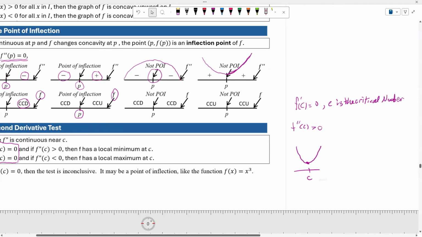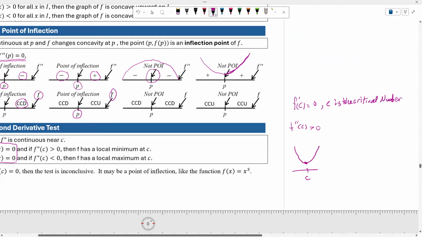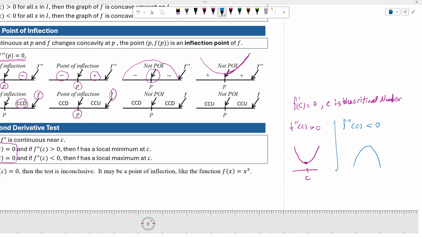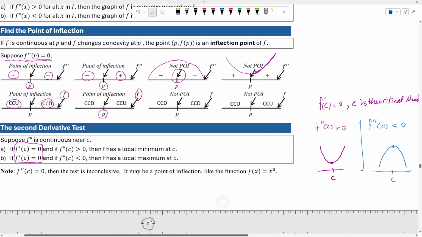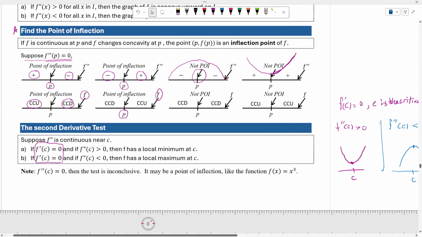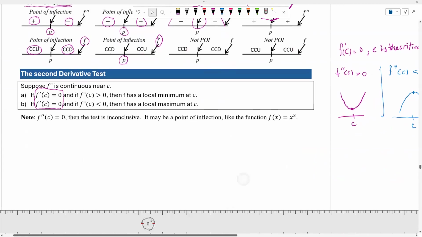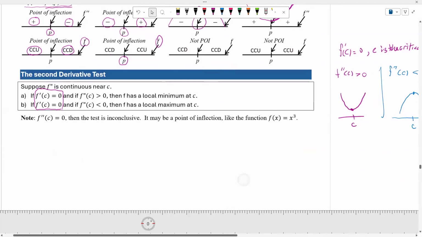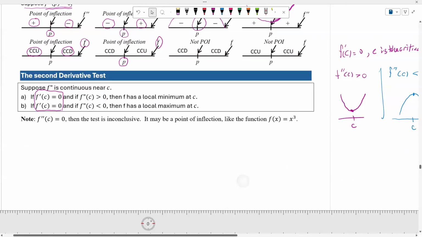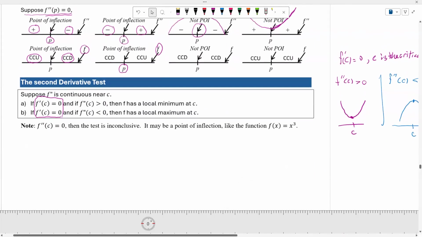On the other hand, if f double prime of c is less than 0, meaning the function is concave down, and because c is a critical number, that means f has a local maximum at c. Notice if f double prime of c equal to 0, then the test is inconclusive. It may be a point of inflection, like the function f of x equal to x to the power 3.